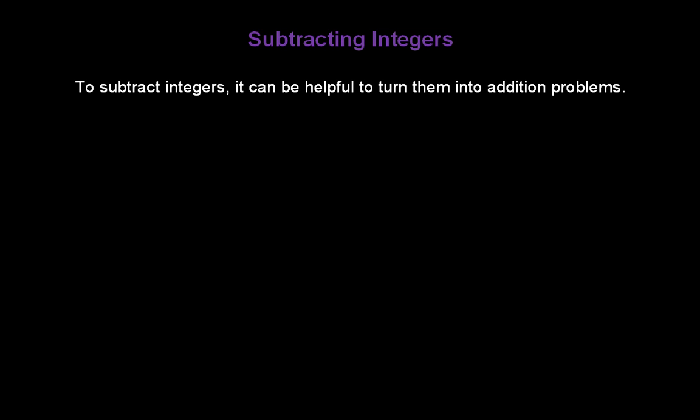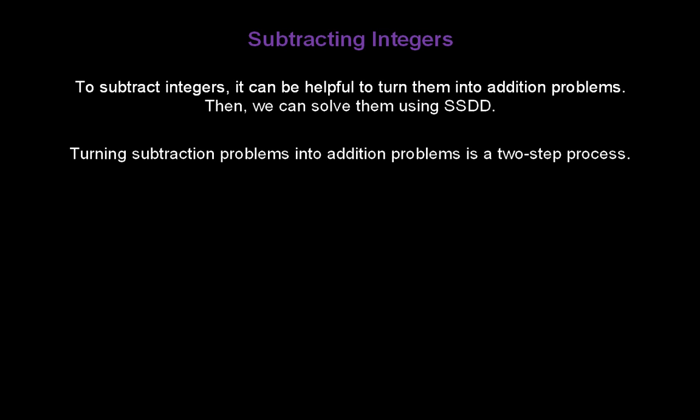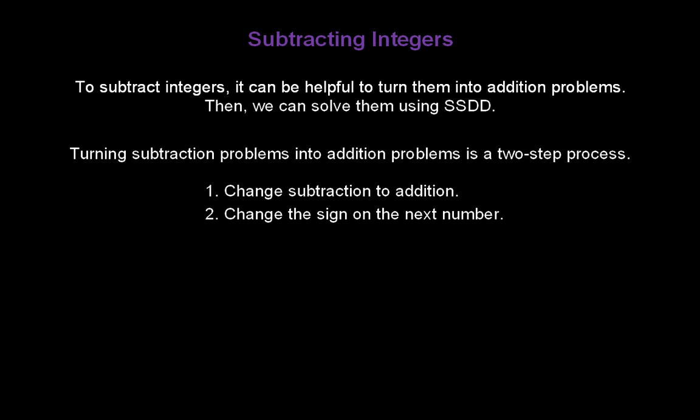To subtract integers, it can be helpful to turn them into addition problems. Then we can solve them using SSDD. Turning subtraction problems into addition problems is a simple two-step process. First, change subtraction operations to addition operations. Secondly, change the sign on the next number.